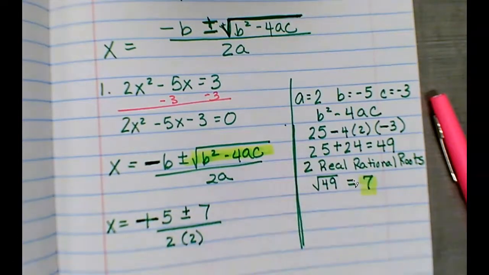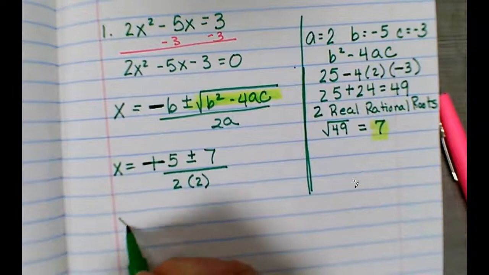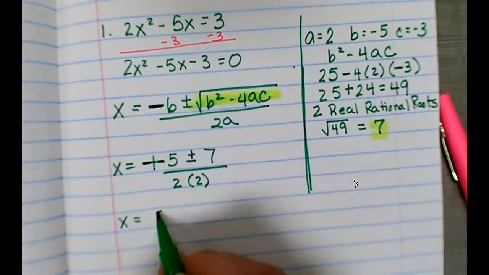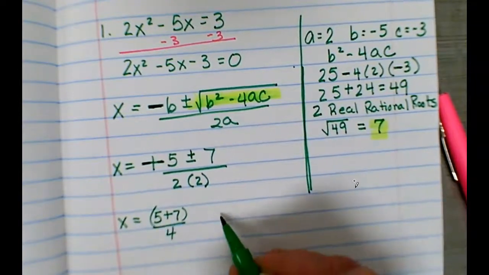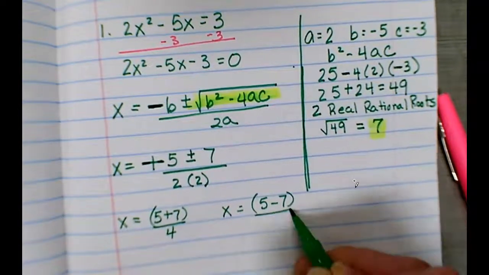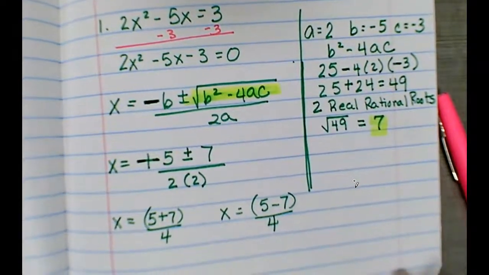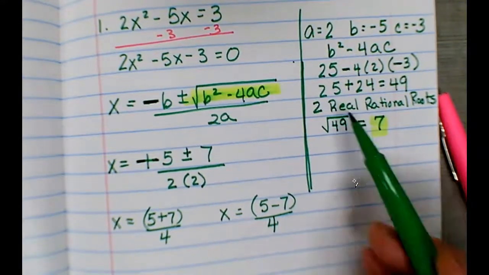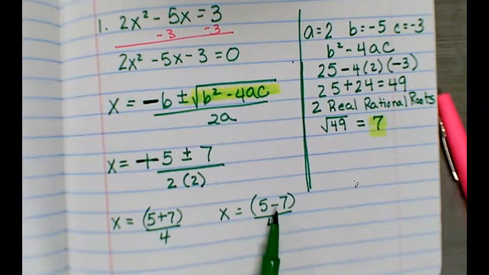And the plus or minus is just a shortcut way to write down the two answers. So now we need to break it apart. We have 5 plus 7 over 4, and we have 5 minus 7 over 4. To get the two real answers, we're going to have to break it into the plus and the minus part.